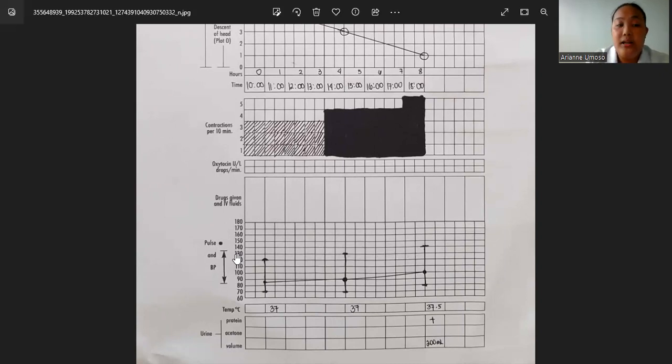The blood pressure in the last 4 hours is 140/80, which indicates PIH, as evidenced by positive protein in urine, and the temperature is 37.5. And lastly is the urine analysis: protein, acetone, and volume. The protein is positive and the volume is 200 ml. So that's it. Thank you for listening.